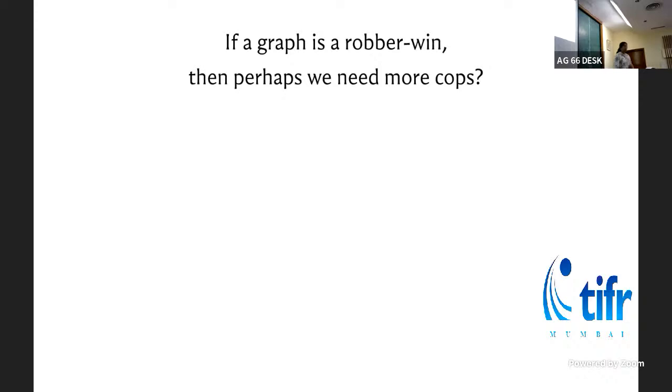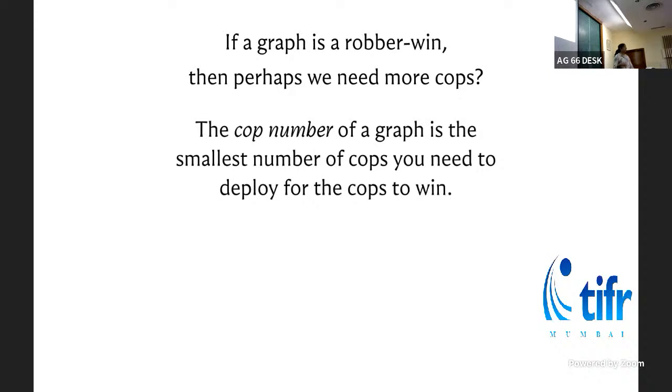So that brings us to the question of, what about the graphs on which the poor cops don't win? When the robbers win, then perhaps we just need more cops to catch the robber. And this brings us to the notion of a cop number, which is the smallest number of cops that you need to unleash on this graph to make sure that you can nab the robber, which is something you want to do. Okay.